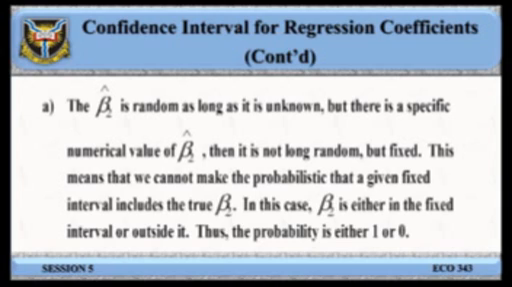Thus, we can use the normal distribution to make probability statements about beta 2 provided the true population variance is known. If the variance is known, an important property of a normally distributed variable with mean mu and standard deviation sigma is that the area under the normal curve between mu plus or minus sigma is about 68%, that between the limits mu plus or minus 2 sigma is about 95%, and that between mu plus or minus 3 sigma is about 99.7%.